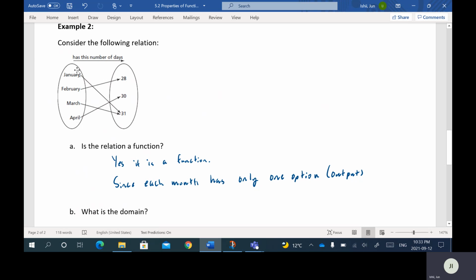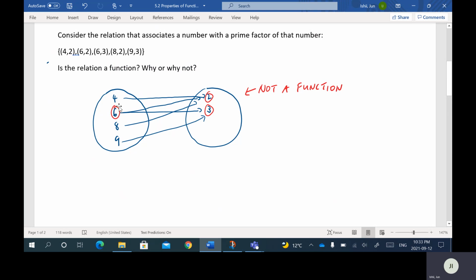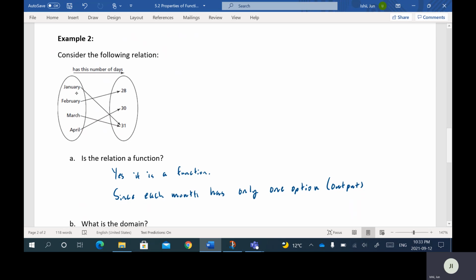Hopefully that makes sense. So this is different from, if I scroll back up here, this one here, where the 6 in the domain got mapped to 2 and 3. However, you'll notice that each one of these months gets mapped to one number. Even though January and March go to 31 days, that's okay. They can go to the same number, they just can't go to 2 different places. So this first set is your domain, or your input. For every input, you can only have one output. So for each one of these, you only have one.